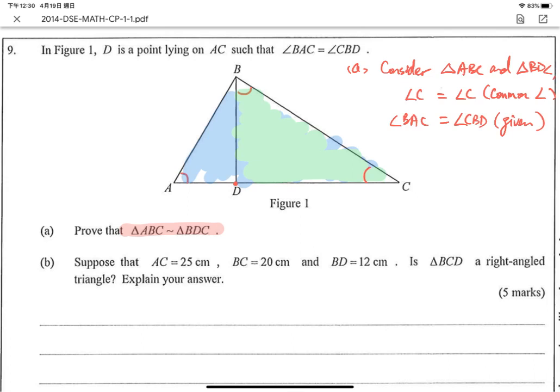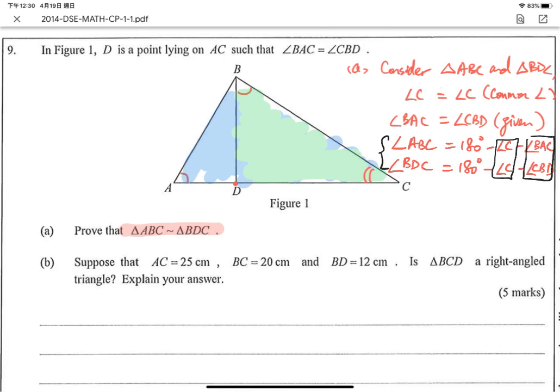So the last angle, angle ABC, equals 180 minus angle C minus angle BAC. And the other angle in BDC, angle BDC, equals 180 minus angle C minus angle CBD. From these 2 relationships, angle C is the same, and angle BAC and angle CBD are the same. Therefore, these 2 angles are the same. You can make a conclusion: therefore, angle ABC equals angle BDC.